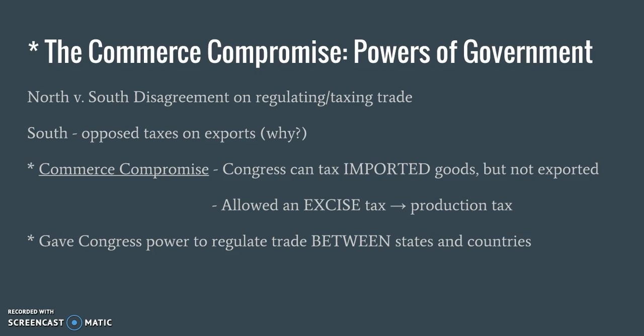They also allowed Congress to impose an excise tax or production tax on certain things. One of the first things they would put this tax on would be the production of alcohol. So to make alcohol, you had to pay, let's say, $1 per bottle of alcohol that you created. Okay, and it's just a production tax. So through the Commerce Compromise, we get a tax on imports but not exports to appease the southern states. And we also give Congress the power to lay an excise tax or production tax.